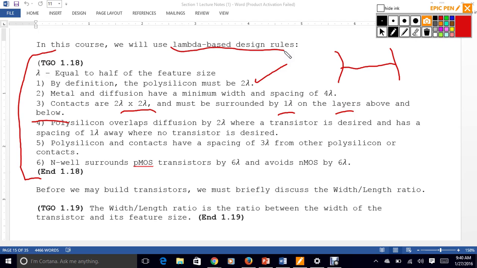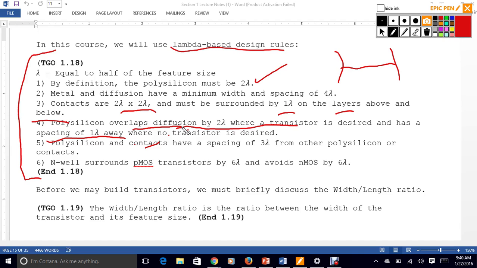Good. So polysilicon overlaps diffusion by 2 lambda where a transistor is desired. It has a spacing of 1 lambda away when no transistor is desired. So you're going to have transistor space, and then you're going to have wires that connect different cells. So when you're having a poly overlapping diffusion by 2 lambda, I'm going to show you an example of the actual inverter layout where you're going to see this difference. But if it's within 2 lambda, specifically where you want to design a transistor, the overlap is only one lambda when you're just connecting to portions of the transistor.